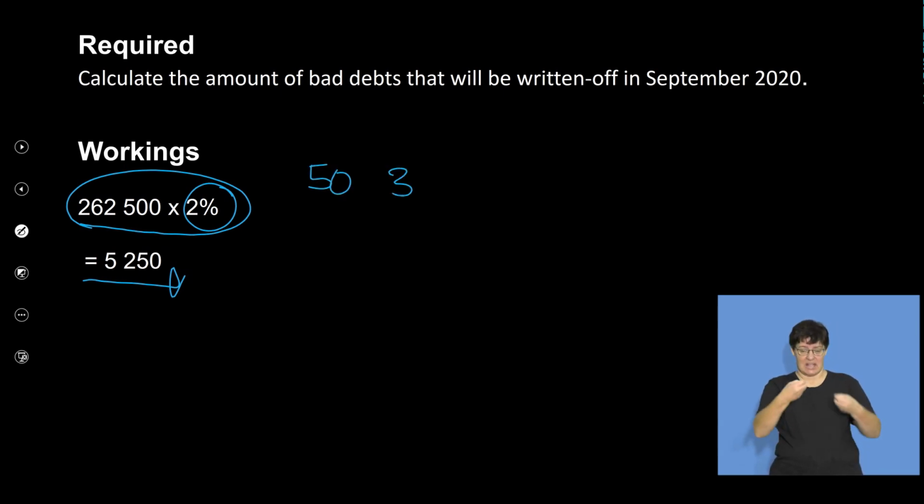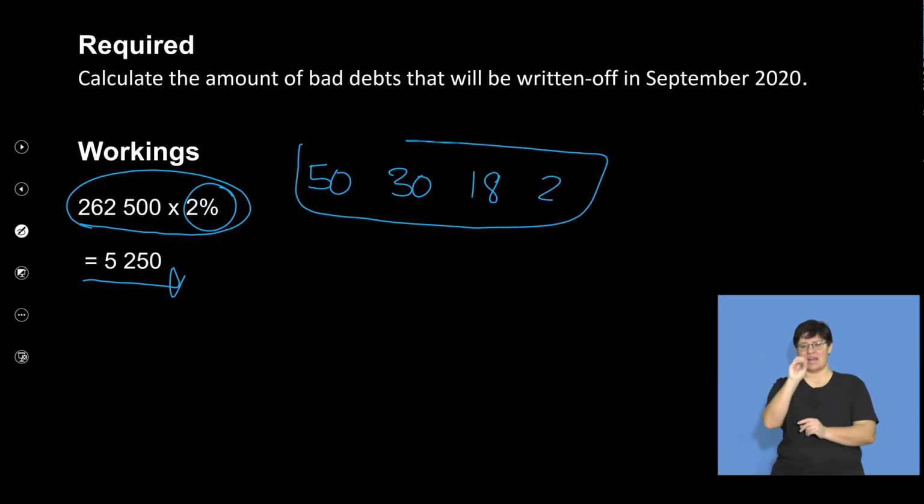So what was important in this segment was to ascertain, firstly, the 50% was given to you. We calculated the 30%. We calculated the 18%. 50 plus 30 is 80, 98, and there's your 2% bad debt. So these are your percentages that will be effective in terms of your trend.